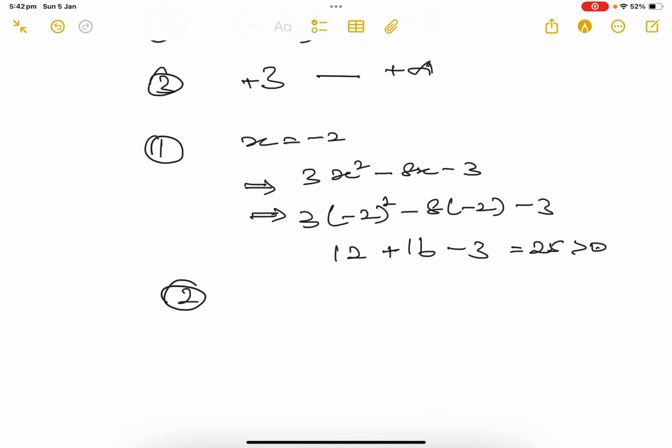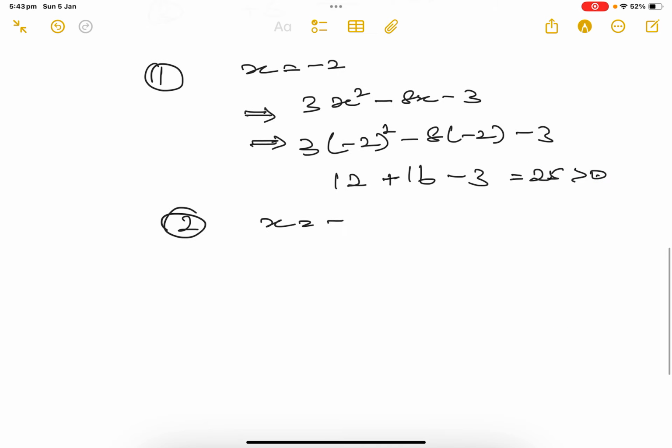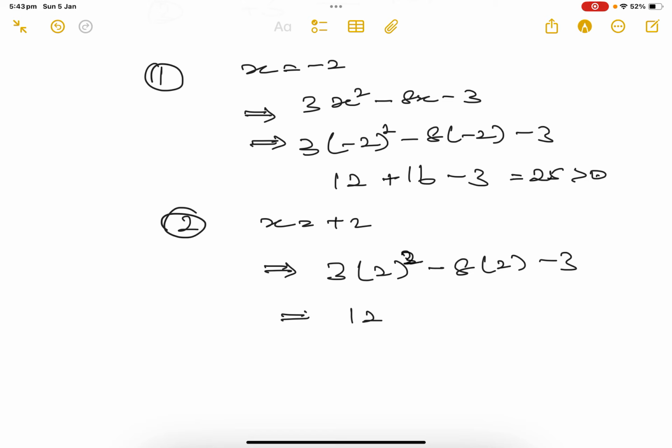And the second one, between minus 1/3 and 3. Let's say x equals plus 2. Again, 3 times 2 squared minus 8 times 2 minus 3. Not cubed, squared. 4 times 3 is 12 again, minus 16, minus 3: 12 minus 16 minus 3 is minus 7. That is less than 0. So x will not take values between minus 1/3 and 3, because y is increasing.